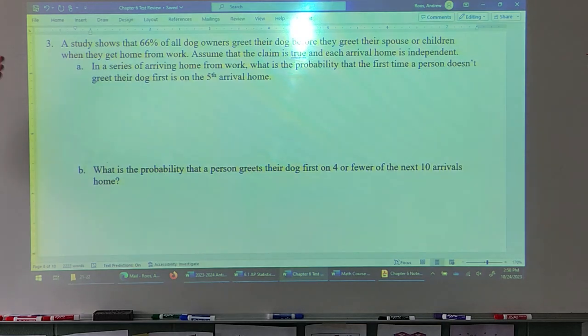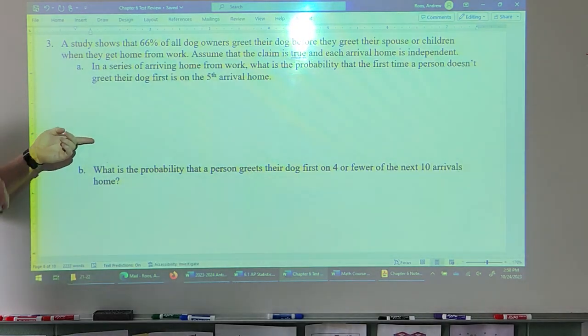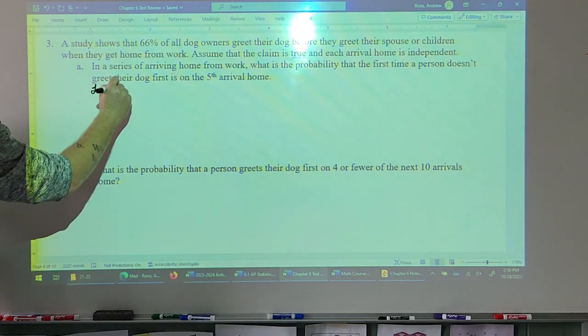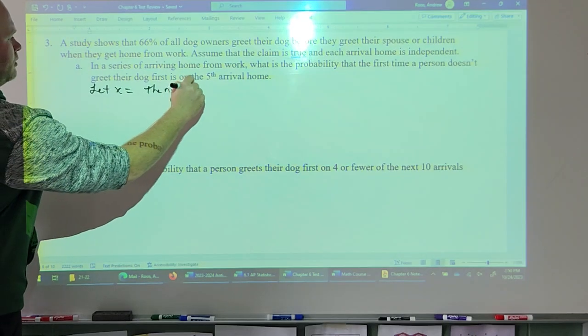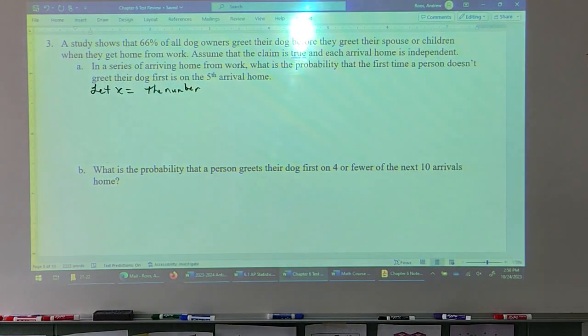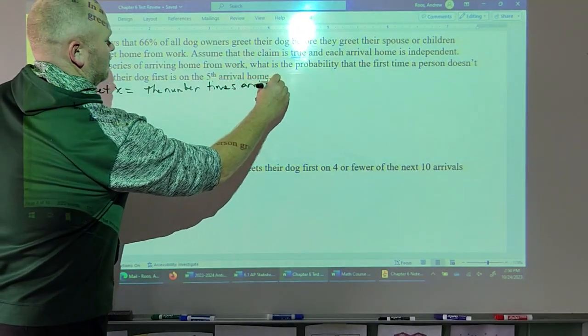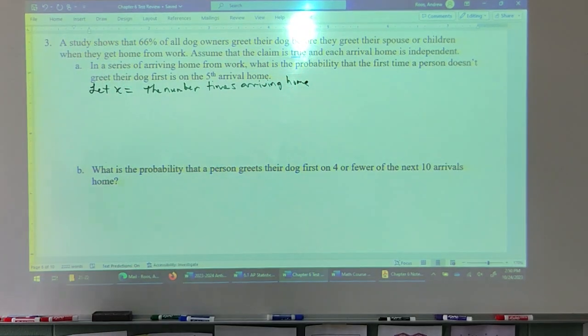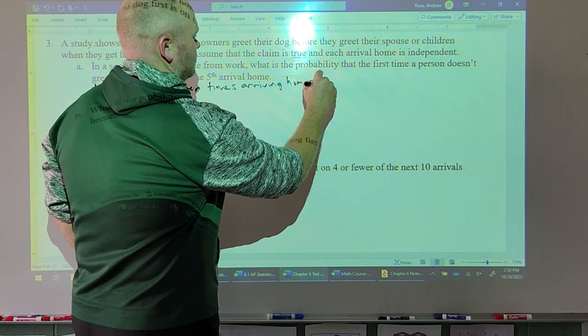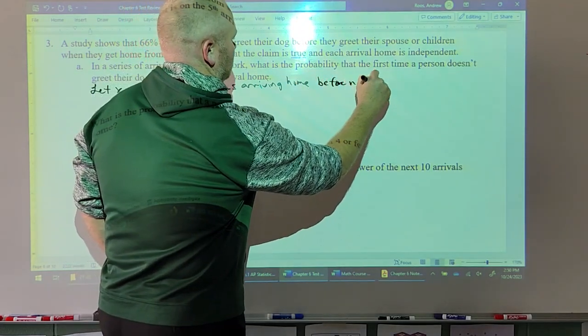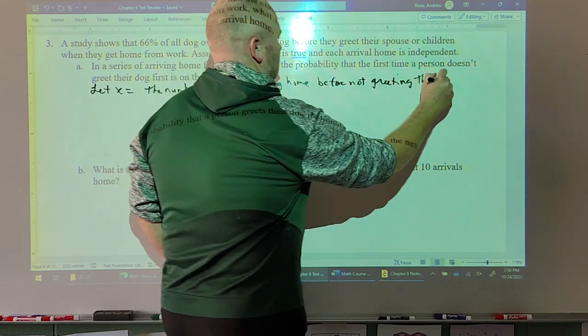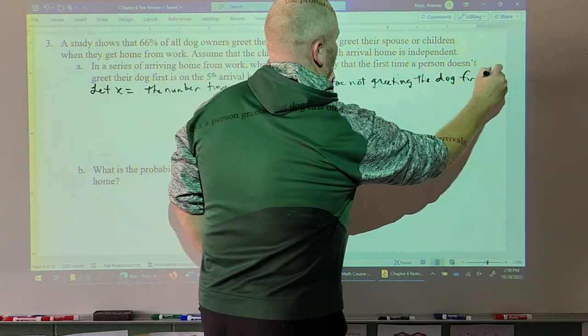So because we're going to have a probability statement, we're going to have to define X. So let X equal the number of times arriving home before not greeting the dog first.